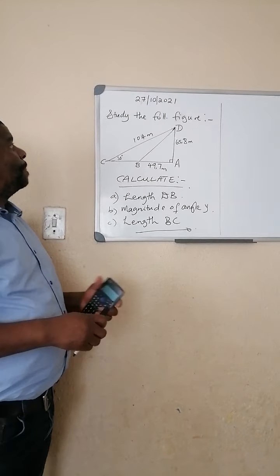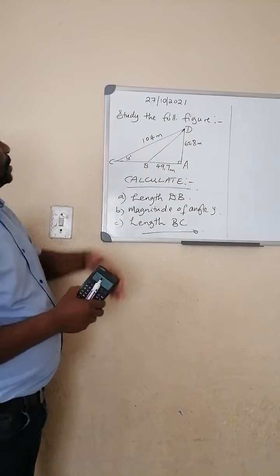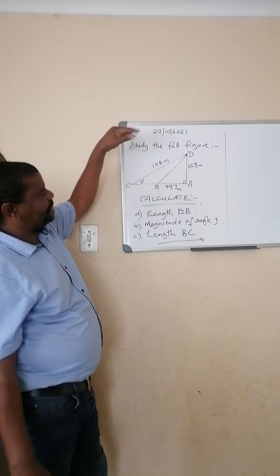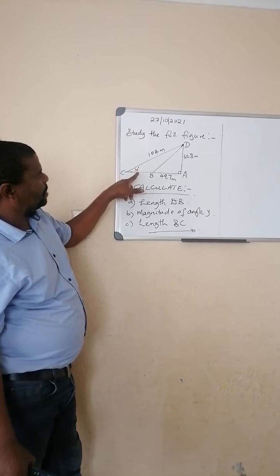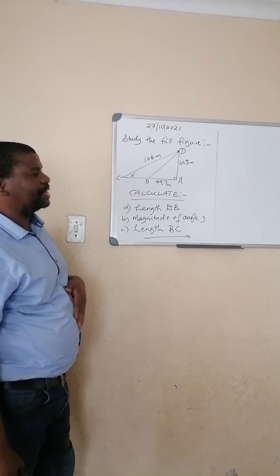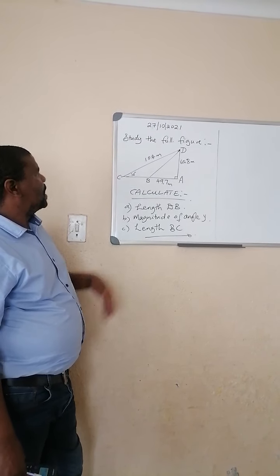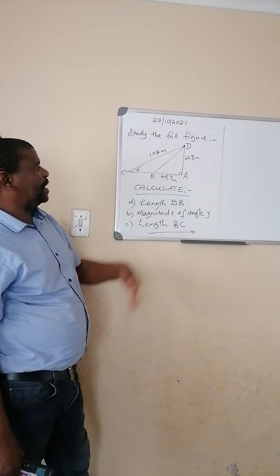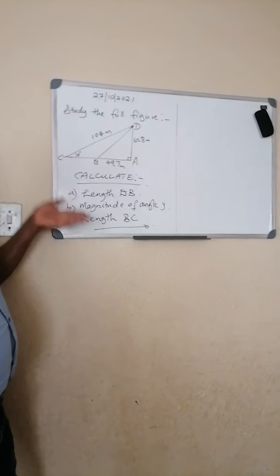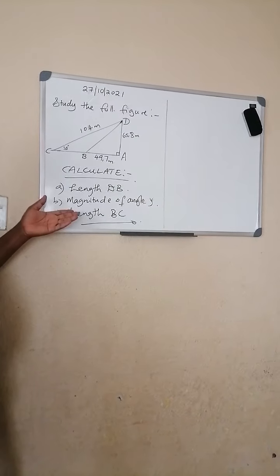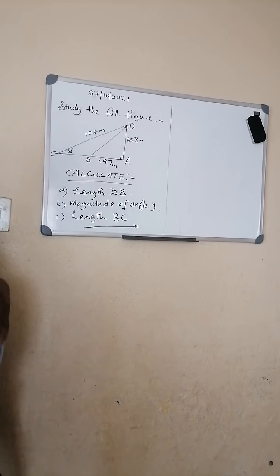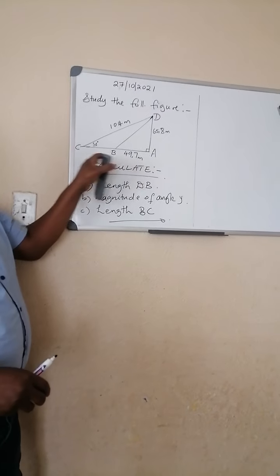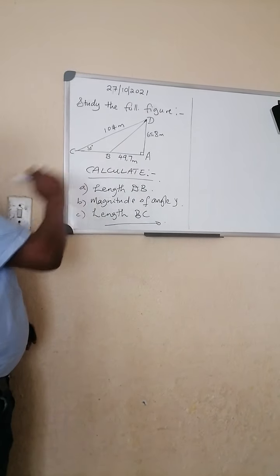Let's look at this problem. Study the figure, where we see the dimensions on the figure and the magnitude of angle Y in degrees. CD is given as 104, DA is 65.8 meters, BA is 49.7 meters. So we need to calculate the length DB, the magnitude of the angle Y, as well as the length of BC, this length here.